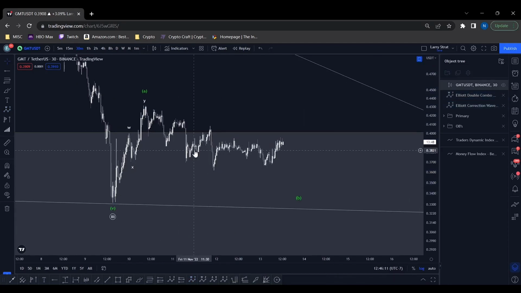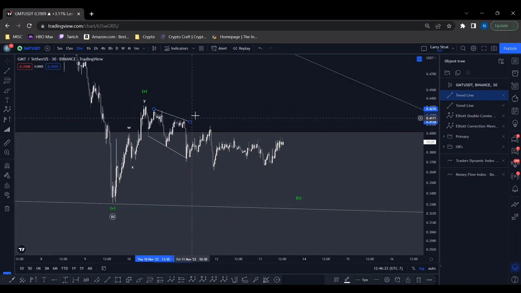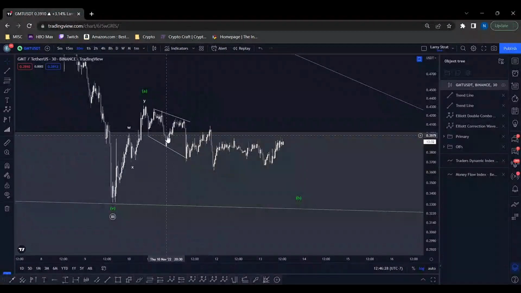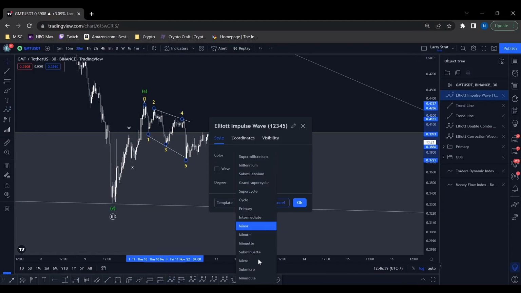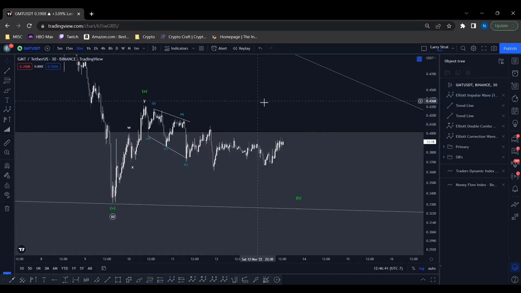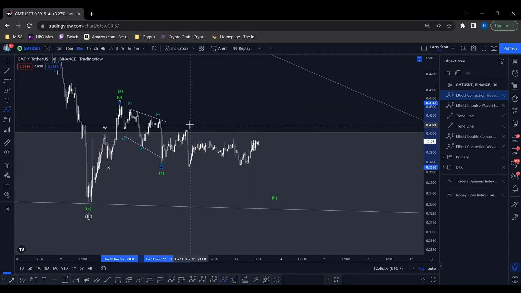Now we have to try to figure out this count. It kind of does look like an expanding diagonal right here for an A leg. A little overthrow on that fifth leg. 1, 2, 3, 4, 5. Fifth looks longer than the third, third looks longer than the one, fourth looks longer than the two. 1, 2, 3, 4. I don't want to spend too much time on this, but I'm just trying to get across the point that we can't really get this to start impulsively.